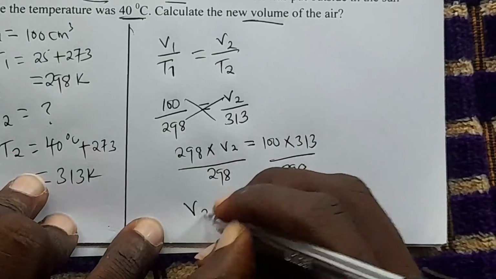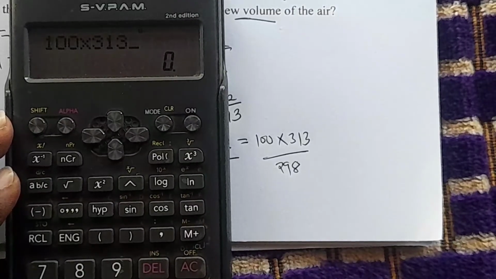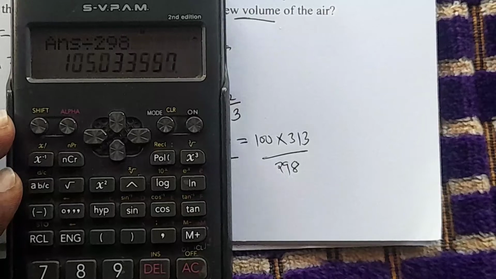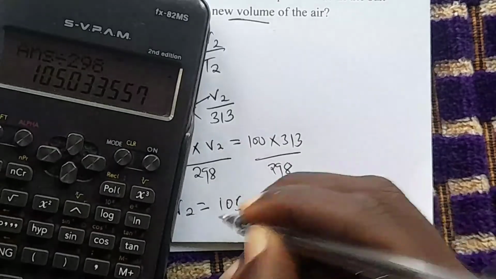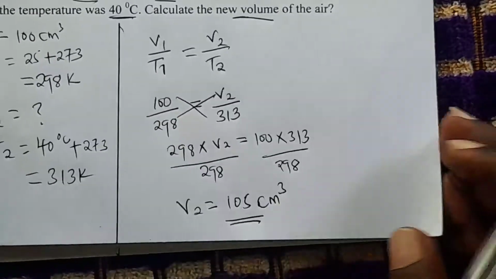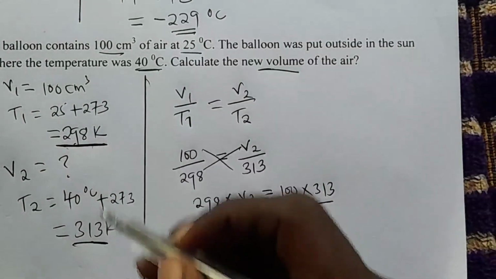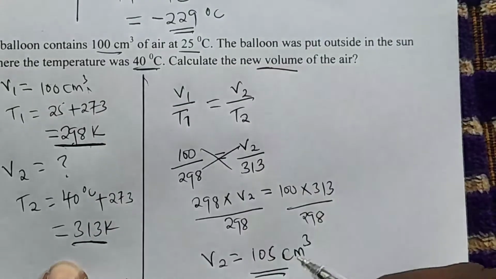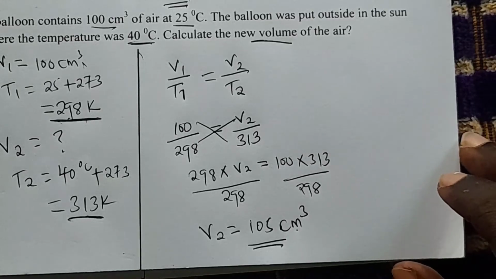So volume 2 here, we are going to get 100 times 313 divided by 298. What are we going to get? We are going to get 105.0. So that's 105 centimeter cube. Learners, you can know whether your answer is correct or not by just checking the side of the absolute temperature. The absolute temperature has increased. That means the volume is also expected to increase, because we said as temperature increases, volume also increases.